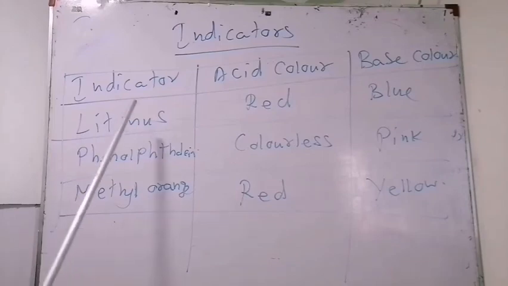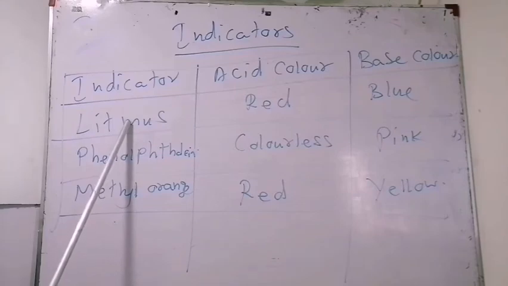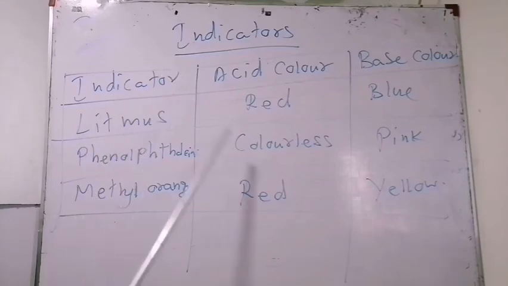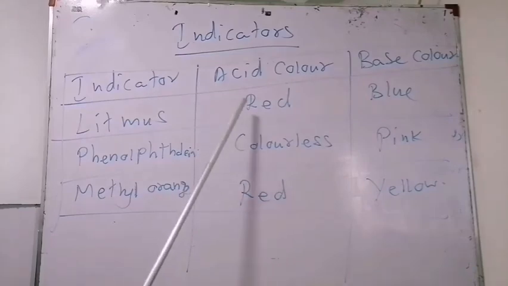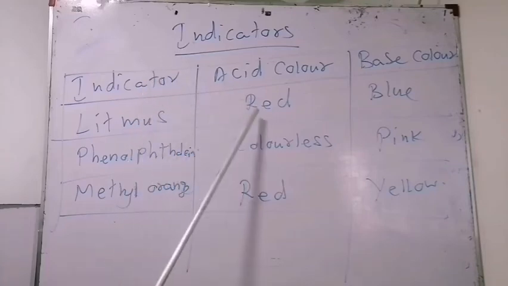Do you know litmus papers? There are two types of litmus papers, red litmus and blue litmus. If we use red litmus, it gives red color in the acidic medium. If we use blue litmus, it also turns red in an acidic medium.